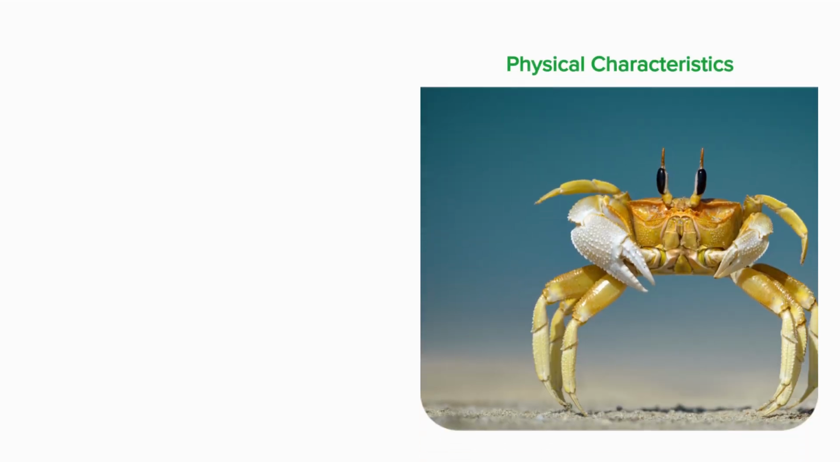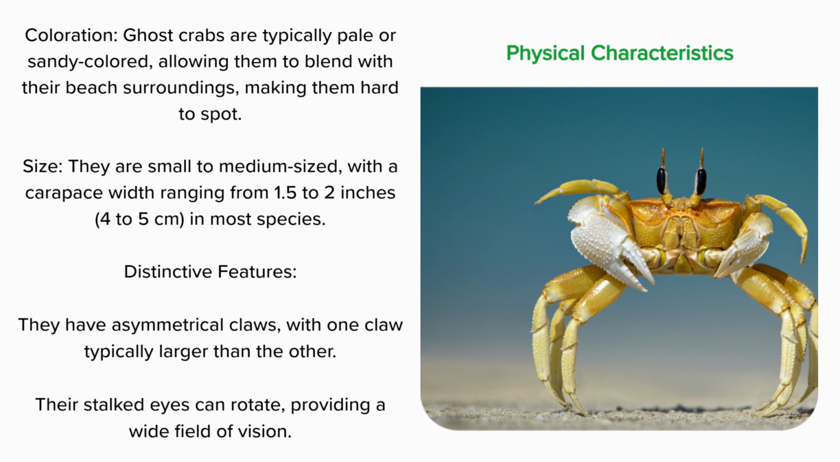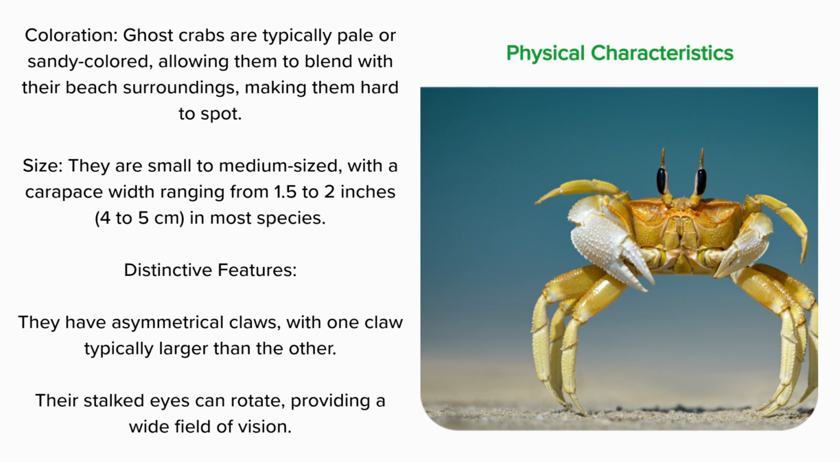Physical characteristics. Coloration. Ghost crabs are typically pale or sandy colored, allowing them to blend with their beach surroundings, making them hard to spot. Size. They are small to medium-sized, with a carapace width ranging from 1.5 to 2 inches, 4 to 5 centimeters, in most species. Distinctive features. They have asymmetrical claws, with one claw typically larger than the other. Their stalked eyes can rotate, providing a wide field of vision.